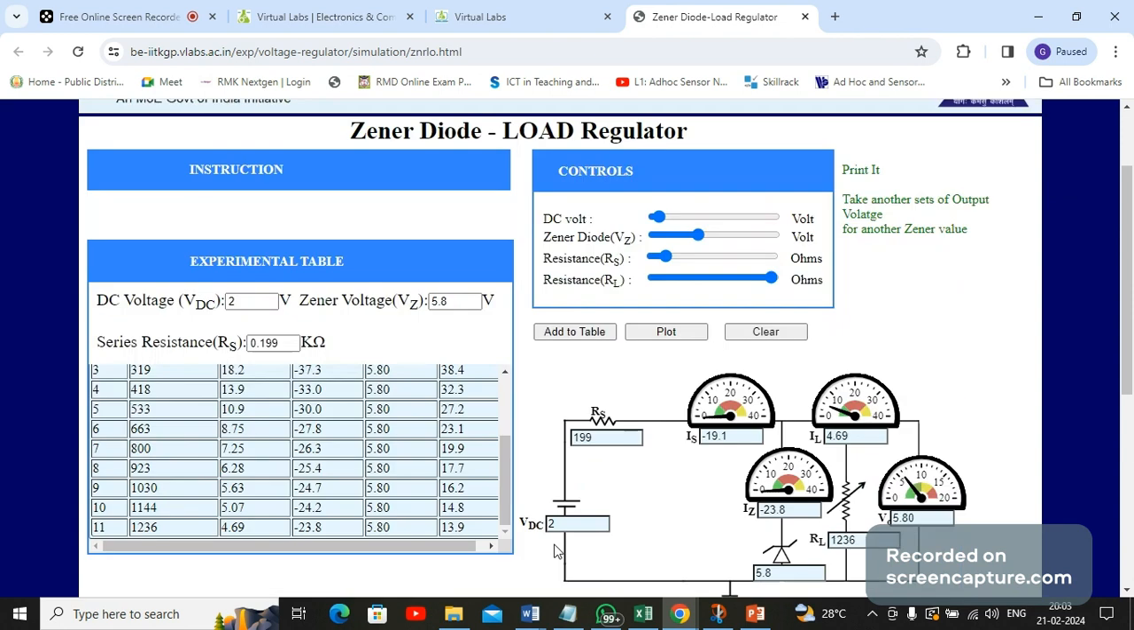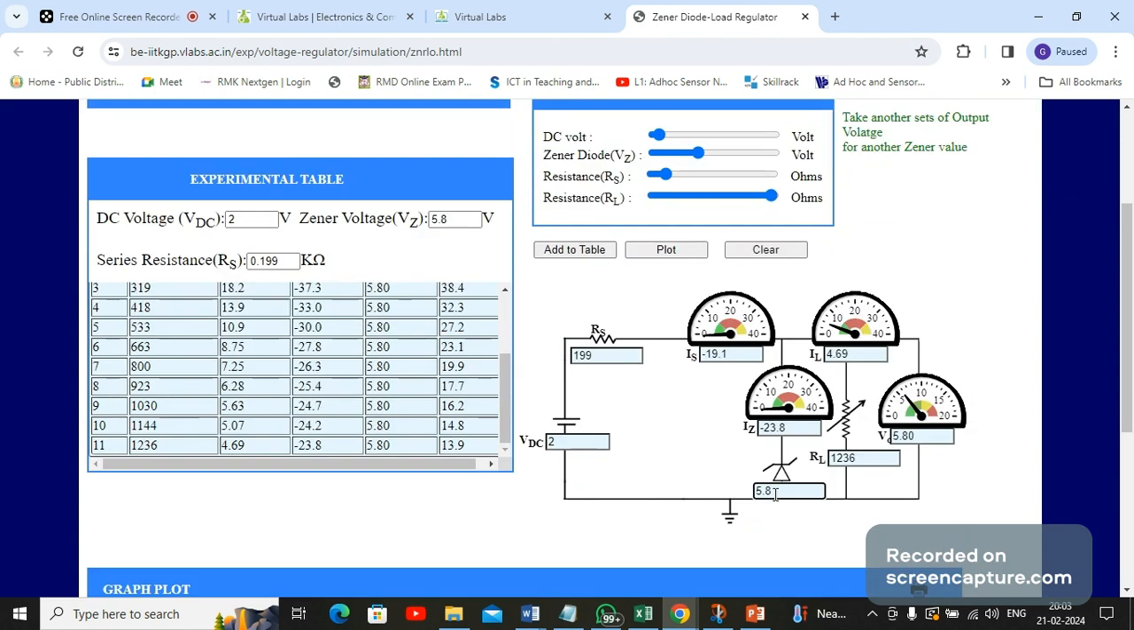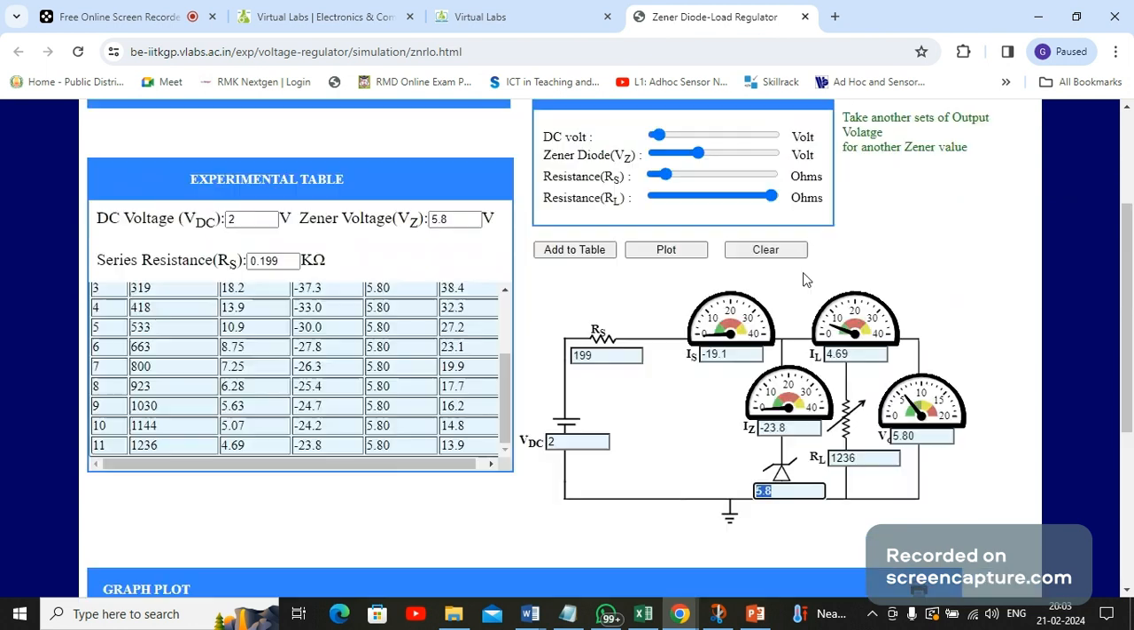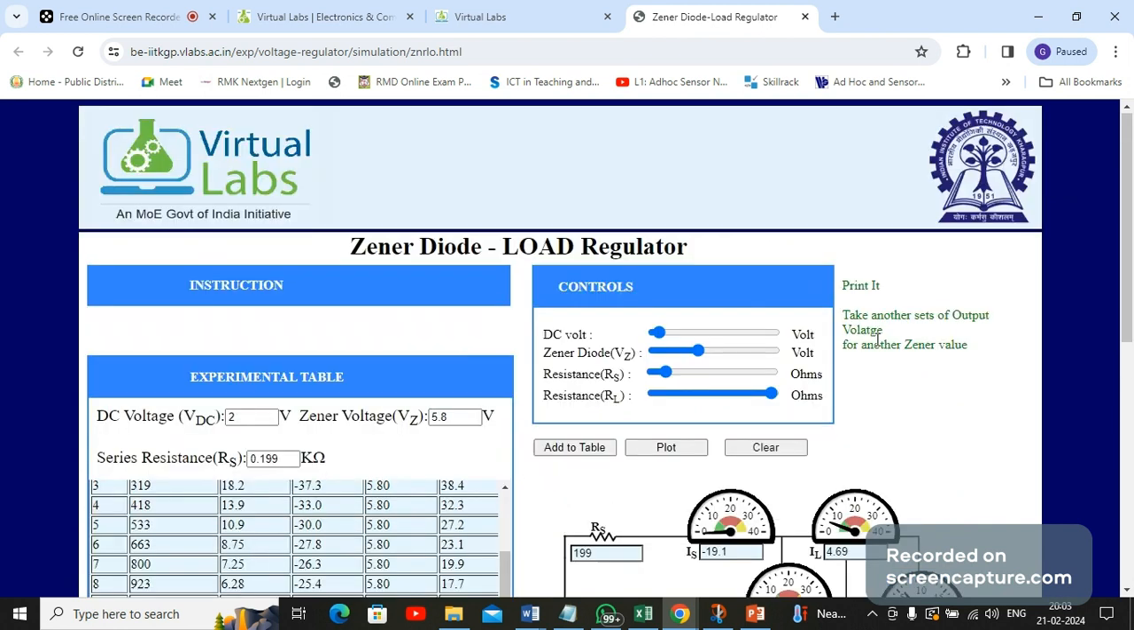You can change this DC voltage, or change this Zener voltage, anything. You can repeat the same experiment and find out the inference: what happens if the Zener voltage is increased. If I keep 6.1 here and repeat the experiment, obviously I will get the plot at 6.1. Similarly, you can make inferences from changes in the DC voltage, RS and RL, everything. So this is the basic reason how a Zener diode is utilized as a voltage regulator. We have discussed both line regulation and load regulation.